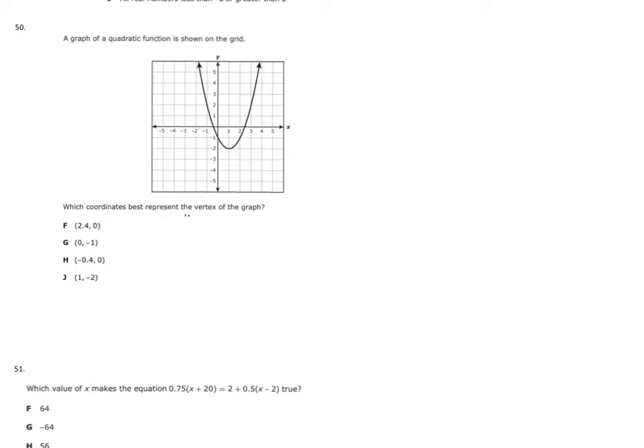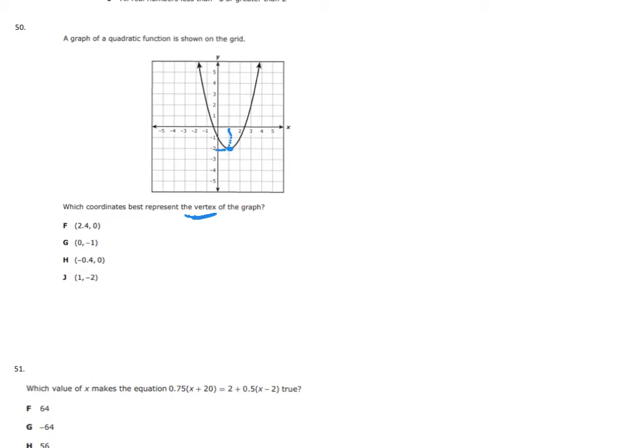Now, the vertex is the peak of the curve, and the peak will be either downwards or upwards, depending on the sign of x squared. In this graph, we have a parabola that goes up, so the vertex is the lowest point in the graph. That's the peak where the curve changes direction: it goes all the way down and then goes up. So in this case, it's the lowest point in this graph. As you can see, the coordinates of this point.